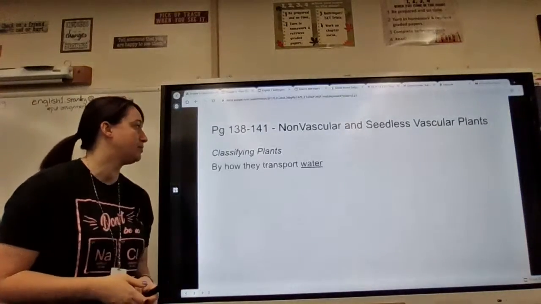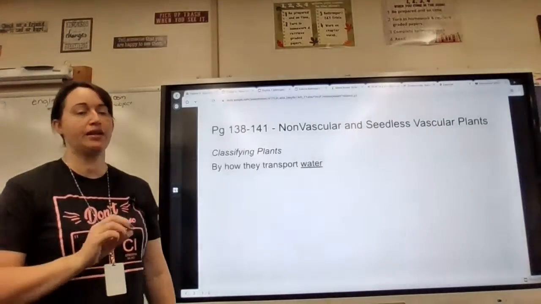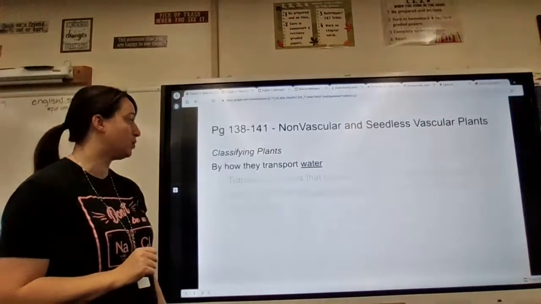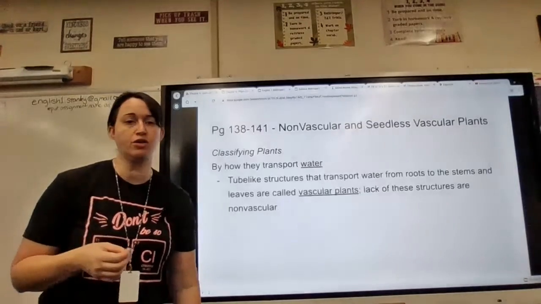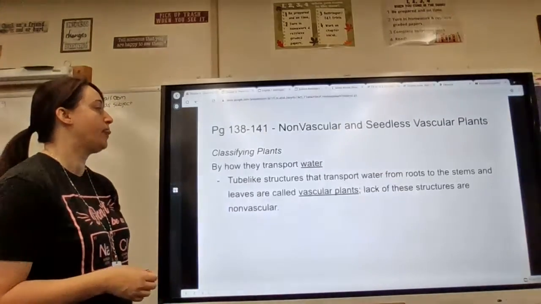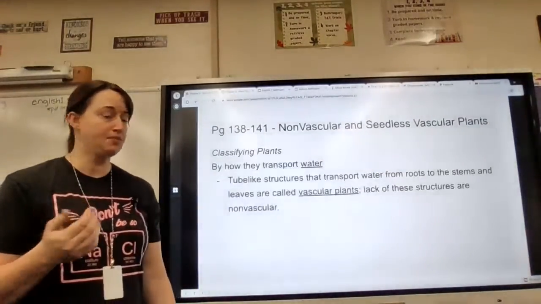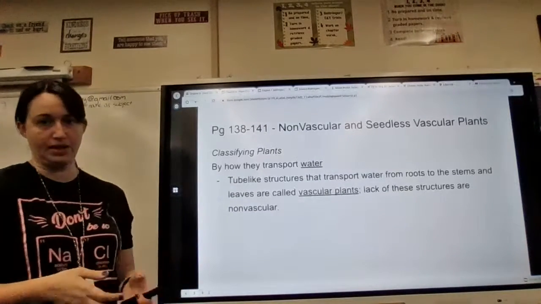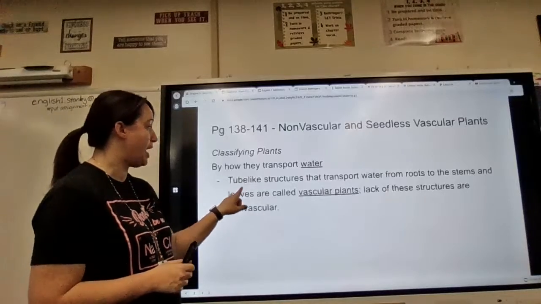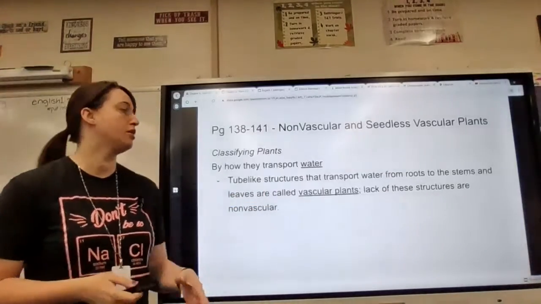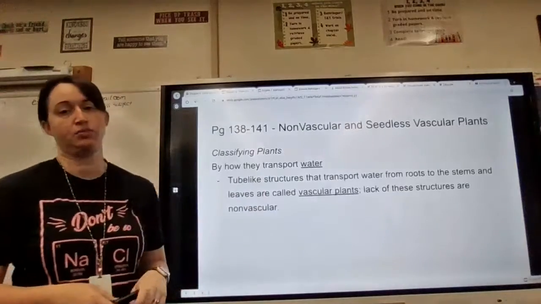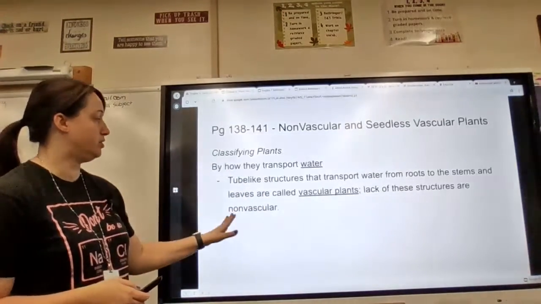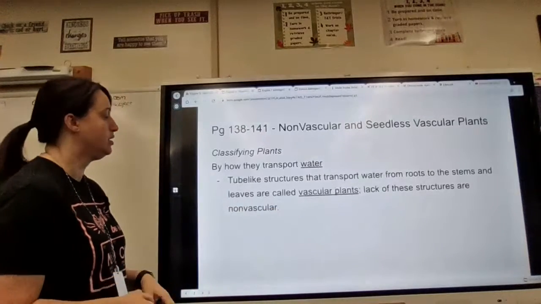Let's talk about classifying plants. Plants are classified in a few different ways. One is by how they transport water. There are structures in plants that transport the water from the roots to the stems and to the leaves, and these are called vascular plants. Now, if the plants don't have these tube-like structures to transport water, they are called non-vascular plants. And this is the first grouping that we are going to talk about: non-vascular and vascular plants.